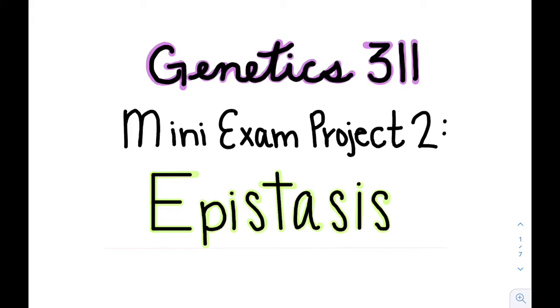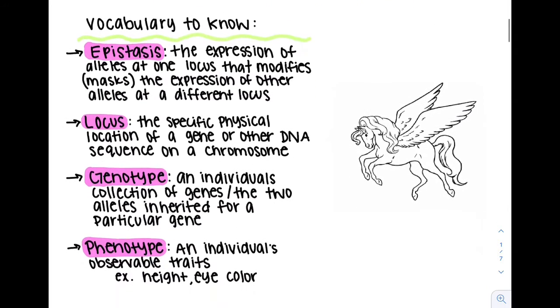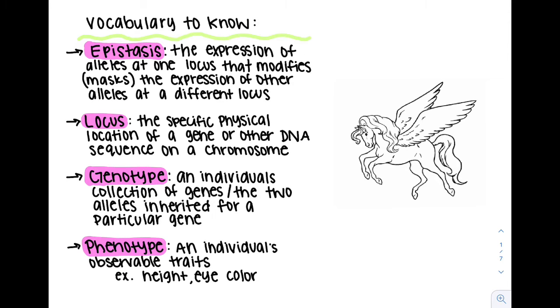Today we're going to be talking about epistasis. Now before we start, there are some words we should already know. Epistasis is a circumstance where the expression of one gene is affected by the expression of one or more independently inherited genes. A locus is a spot on a chromosome at which a gene for a particular trait is located in all members of the species.